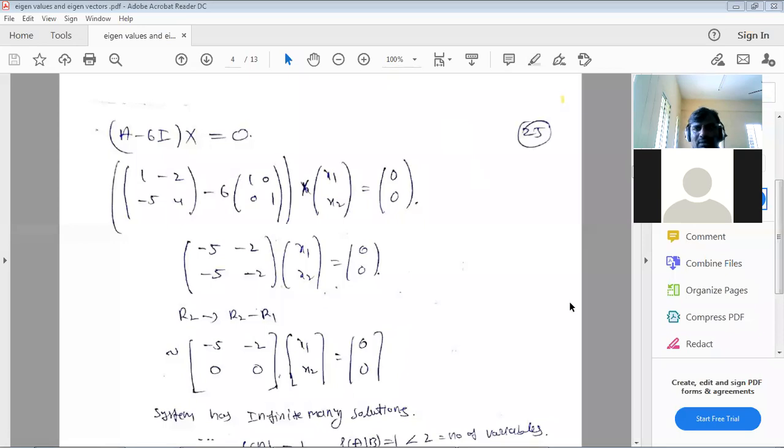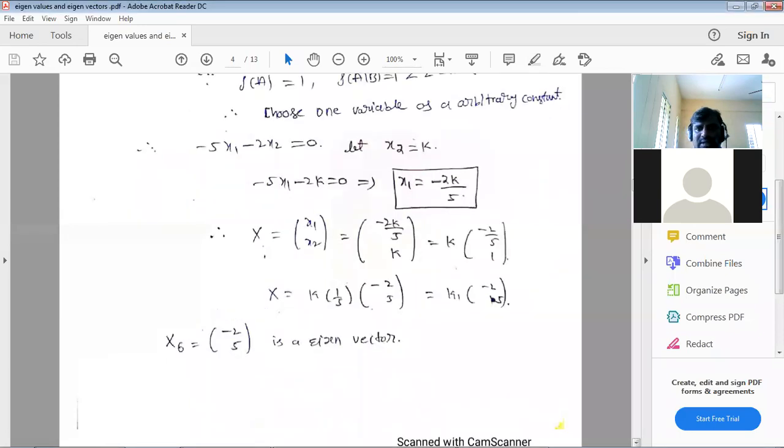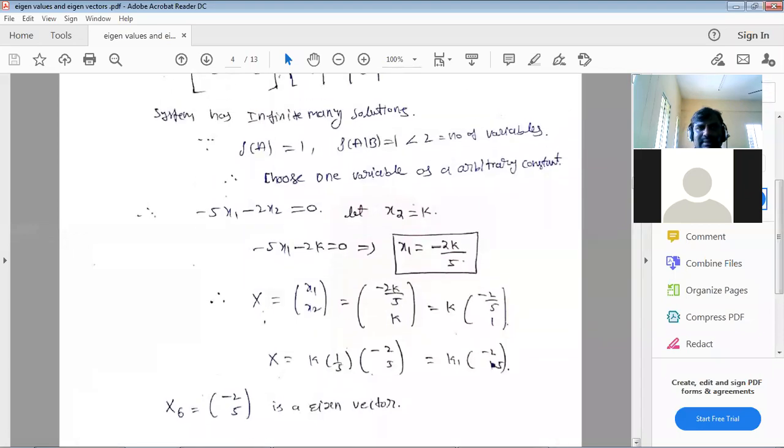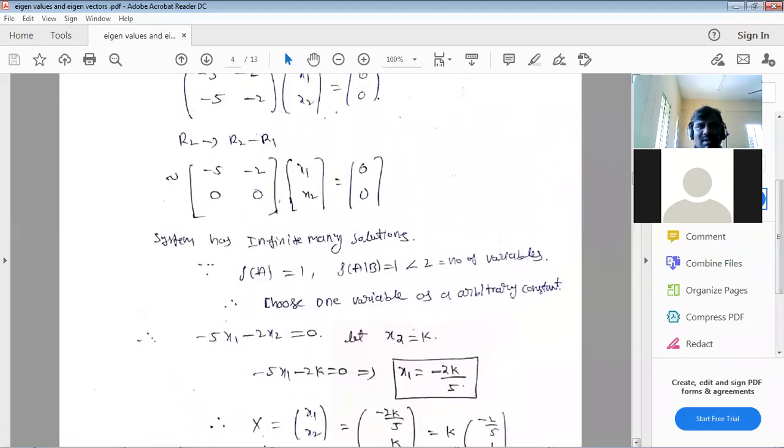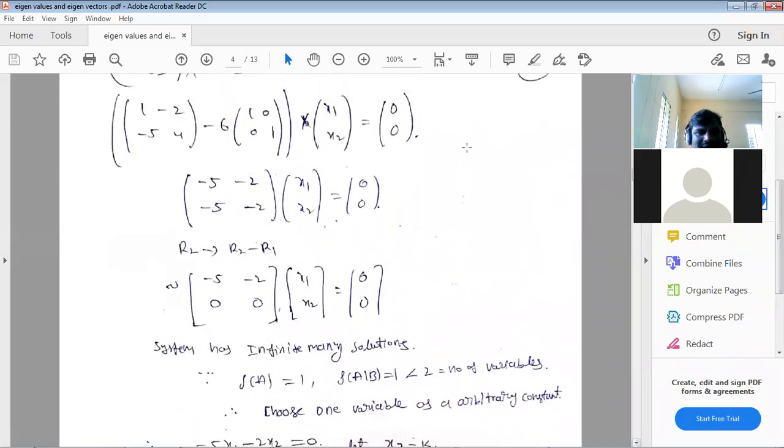Okay. Now, you have to find the rank of the matrix first using the echelon form only. Therefore, you have to convert into echelon form. This element make it 0. Which operation do I have to do? R2 minus R1. Therefore, minus 5 minus 2, 0 comma 0, times x1 x2, 0 comma 0. This has only one independent row. The system has infinitely many solutions because rank of A is equal to 1, rank of AB is also 1, which is less than the number of unknowns.